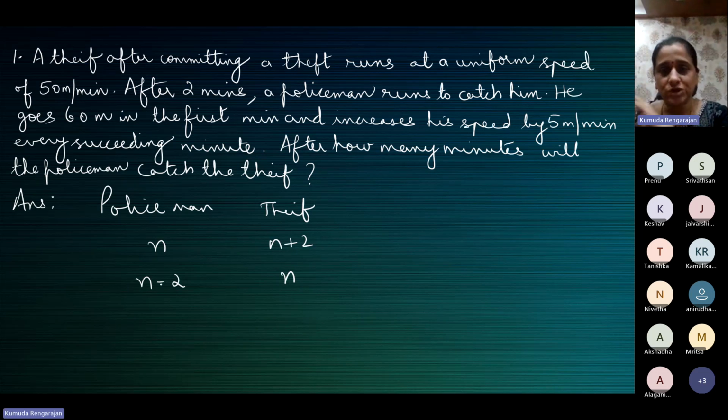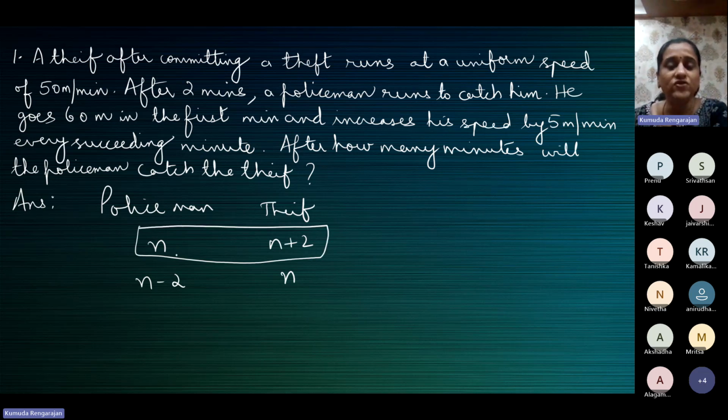How do we construct the equation here? This is the equation in words: distance covered by the thief is equal to the distance covered by the policeman. If the policeman runs for n minutes, the thief runs for n plus 2 minutes. So the equation is the distance covered by the policeman in n minutes is equal to the distance covered by the thief in n plus 2 minutes. That's the equation.